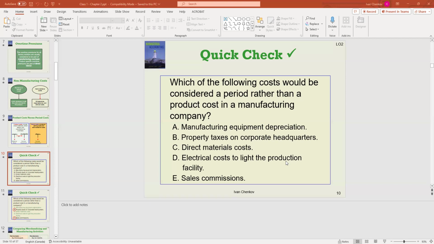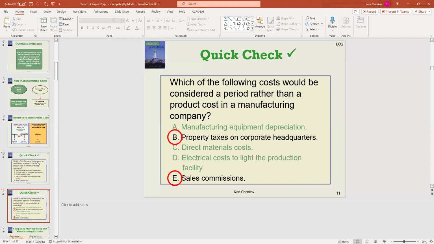The question is what kind of product cost will that be? It's not direct material, out of the question. It's not direct labor, out of the question. So the only one left is manufacturing overhead. Sales commissions, since those are not related to the production, but related to the selling of production, that's a pure period cost. So the answer here is only the property tax on corporate headquarters and sales commissions are period costs. Everything else is product cost.